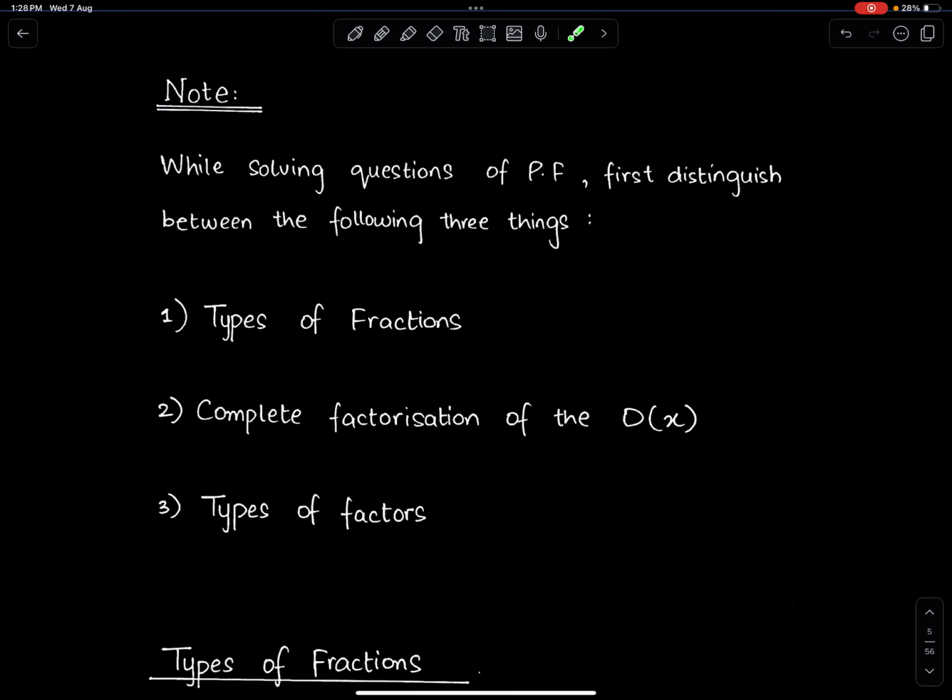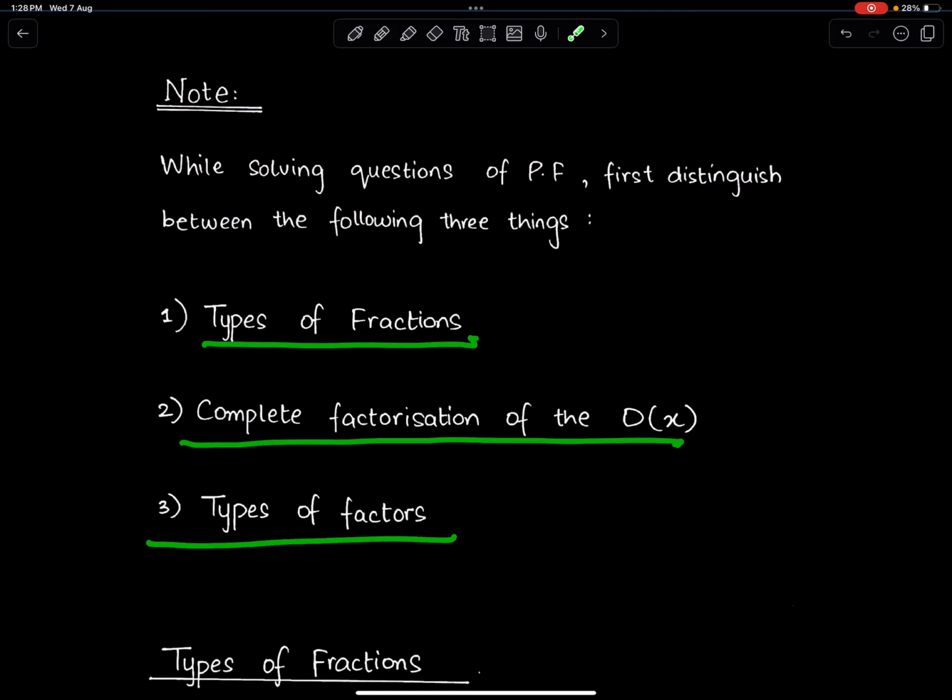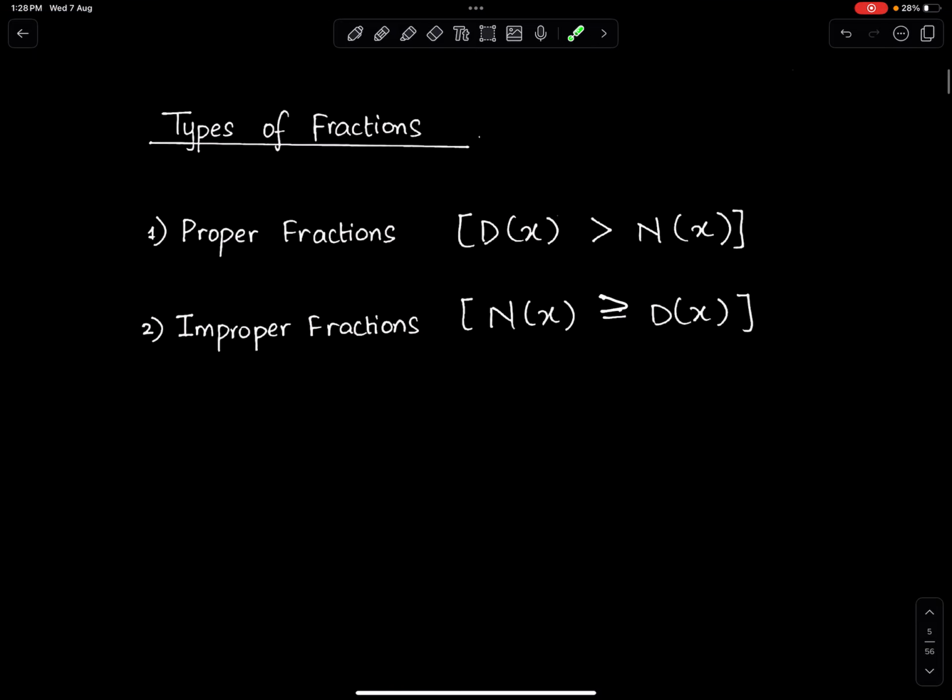Note, while solving questions of partial fractions, first distinguish between the following three things. Number 1, types of fractions. Number 2, complete factorization of the denominator. Number 3, types of factors. Number 1, types of fractions. There are two types of fractions, proper and improper.